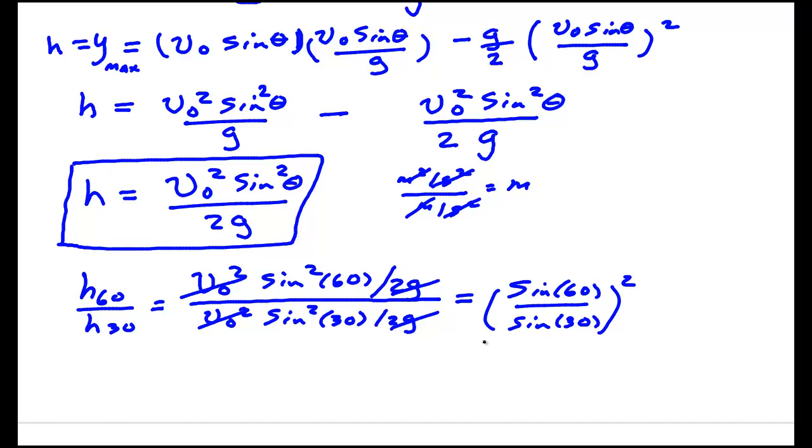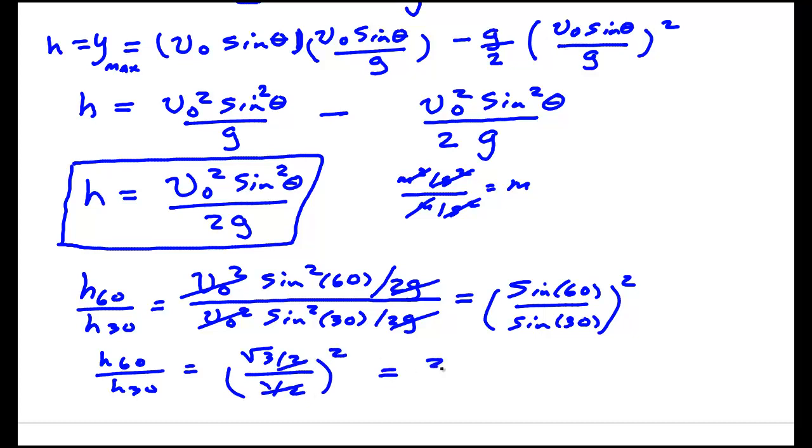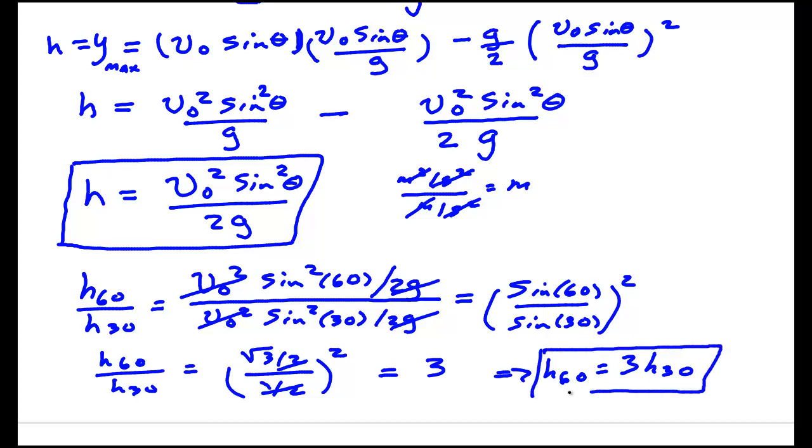squared. Well, that says h60 over h30 is the square root of 3 over 2 over 1/2 squared. Well, it kills the half. Square root of 3 squared is 3. So h60 is 3 times the height of the cannonball shot at 30 degrees.